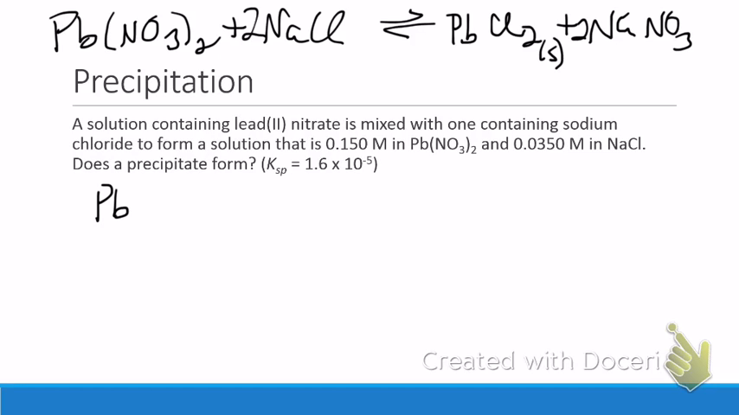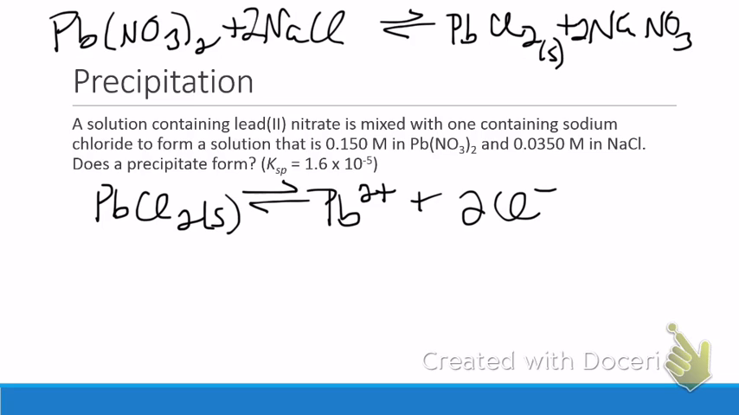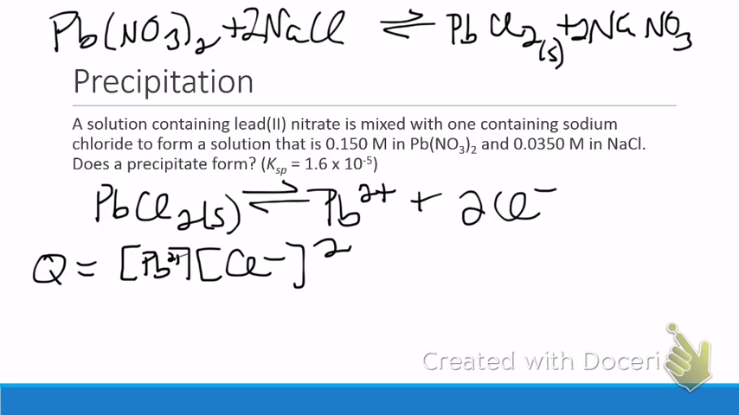So next we can write our solubility equation for lead chloride, which is lead chloride as a solid dissolves to form lead 2 plus and 2Cl minus. So from that we can write our reaction quotient expression. So again, that's going to be the same as the expression for Ksp, just not at equilibrium. So that will be the concentration of Pb 2 plus times the concentration of chloride squared. And then we can plug in our values to this expression.